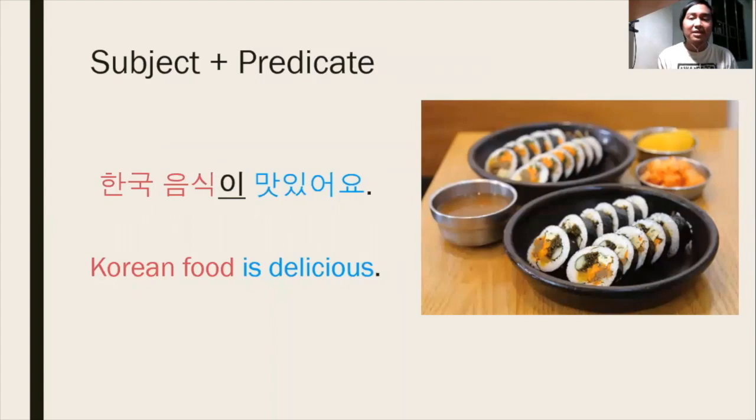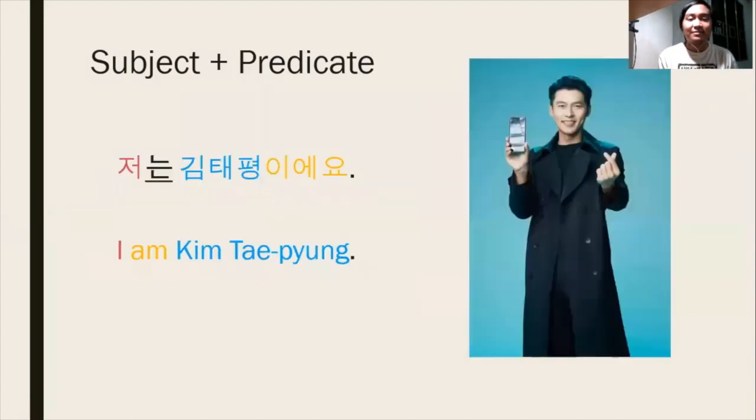Let's look at some sample sentences. 한국 음식이 맛있어요. 한국 음식, which means Korean food, is the subject of the sentence. 맛있어요, which means it's delicious, is the predicate. And what is this 이 right here? Yes, that's right. That's the subject particle. And the subject particle tags 한국 음식 as the subject of the sentence.